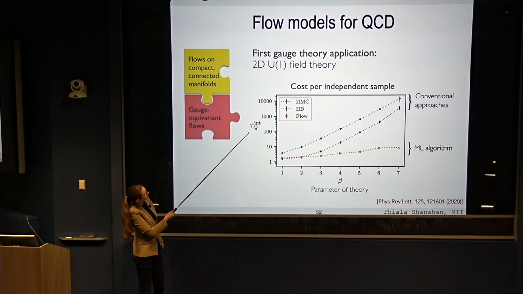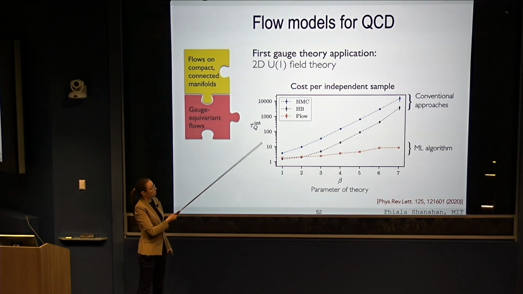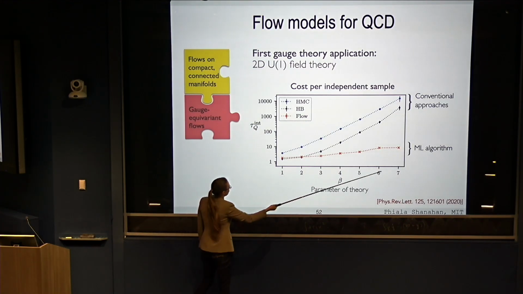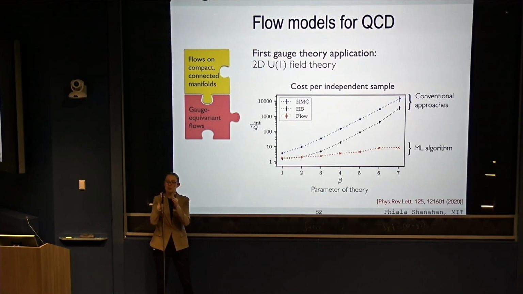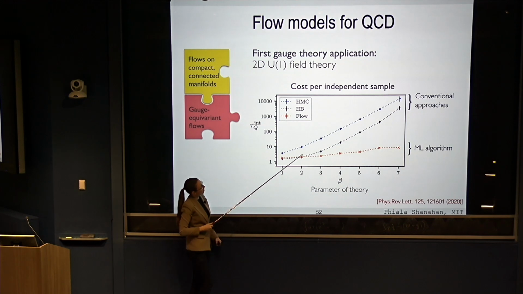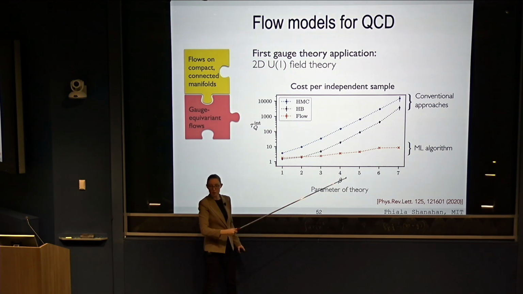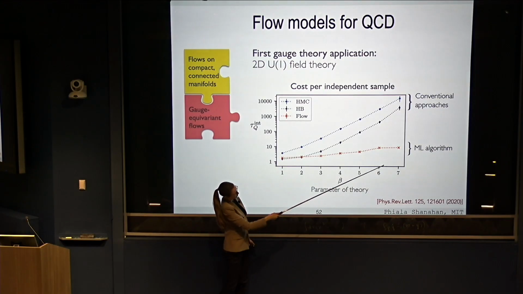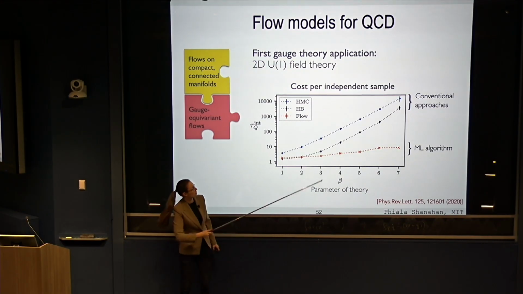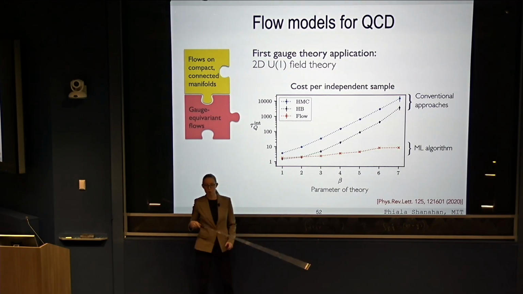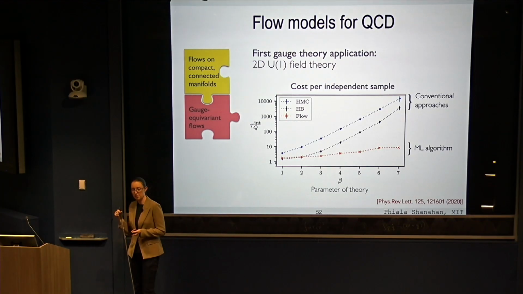This is a measure of cost per independent sample. This is a parameter of the theory, which if you like, you can imagine as making a lattice spacing smaller, a limit you have to take. These are conventional sampling algorithms. You can see they get exponentially more expensive moving left to right. A machine-learned sampler remains approximately flat moving left to right. And over here, it's several orders of magnitude more efficient than conventional approaches. That is great. That's a simple lattice field theory.